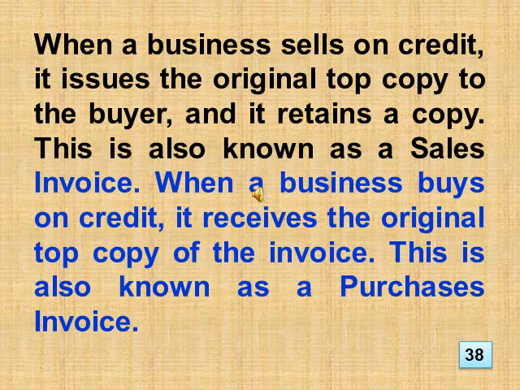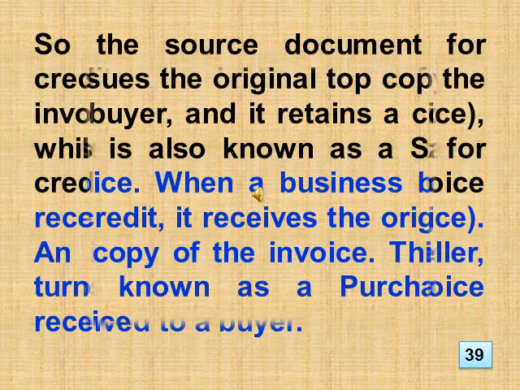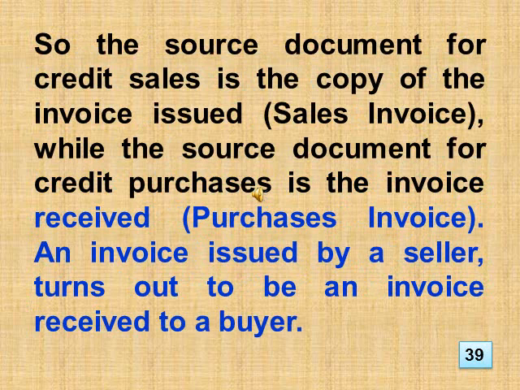When a business buys on credit, it receives the original top copy of the invoice. This is also known as a purchases invoice. So the source document for credit sales is the copy of the invoice issued, the sales invoice, while the source document for credit purchases is the invoice received, the purchases invoice. An invoice issued by a seller turns out to be an invoice received to a buyer.